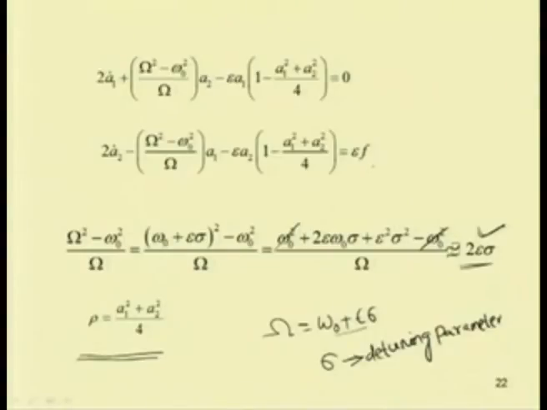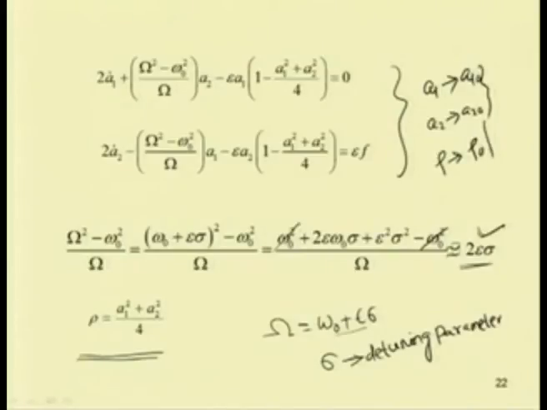So, from these two equations, for steady state one knows that a1 dot and a2 dot will no longer be functions of time. So, a1 dot and a2 dot will be equal to 0 at the equilibrium point, and a1 and a2 for steady state can be retained as a10 and a20. So, this rho can be retained as rho 0.